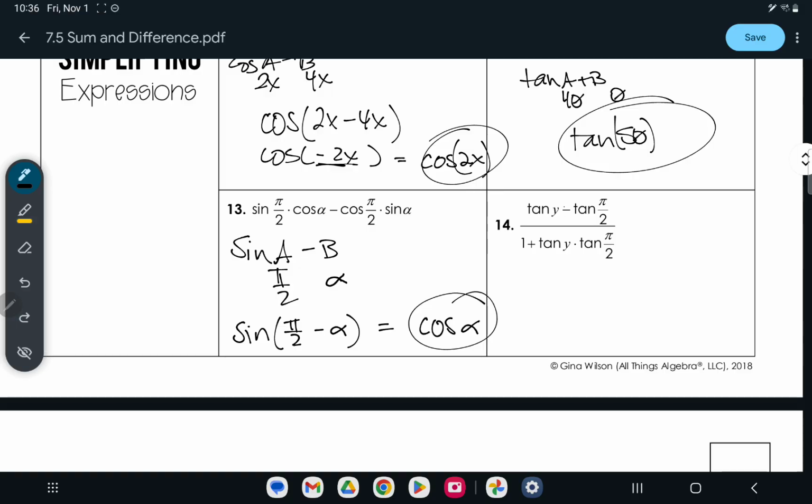All right, tangent 1. This is minus. It matches up with tangent A minus tangent B. So A just happens to be y. B is pi over 2. So tangent of y minus pi over 2. I can actually take out a negative and do tangent.